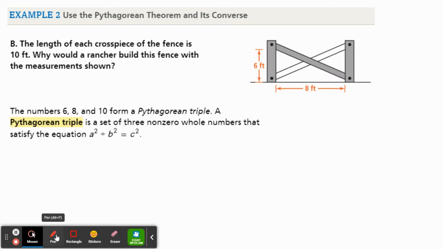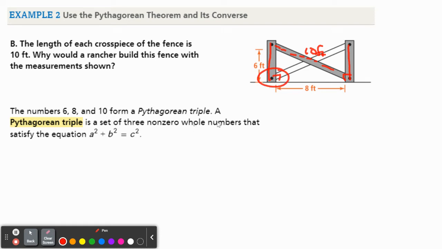All right, next question. It says the length of each crosspiece of a fence is 10 feet. Why would a rancher build his fence with the measurements shown? Obviously, as a rancher, you would like your vertical posts to be perpendicular with the ground. So if you put them 8 feet apart and 6 feet high, and you know this diagonal piece is 10 feet, would that ensure that it's a right angle?